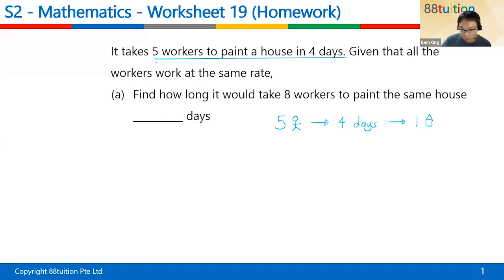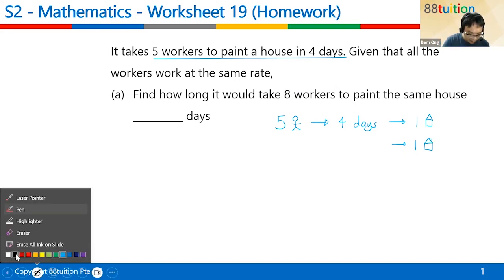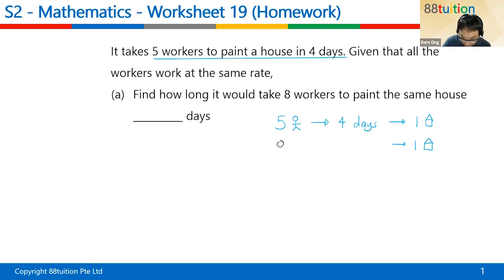Usually with the clue, I will just draw out something simple. Here comes the question: how long will it take 8 workers to paint the same house? What is constant here, children? The one house is constant, to paint the same house. So now you're looking for 8 workers.